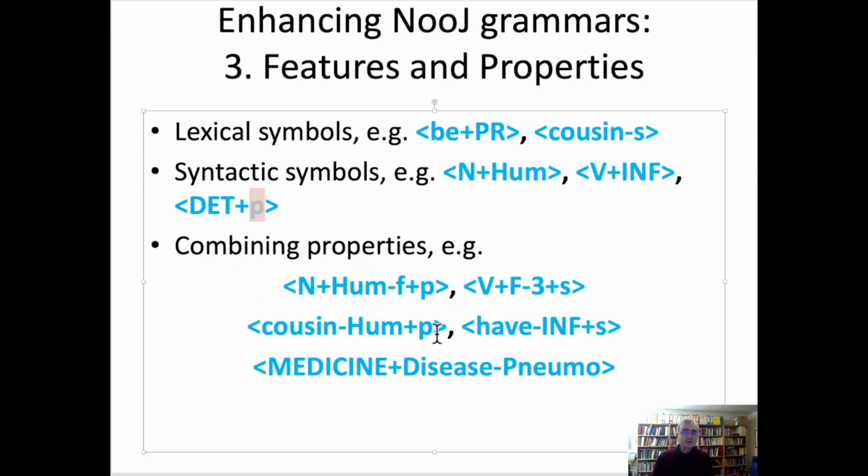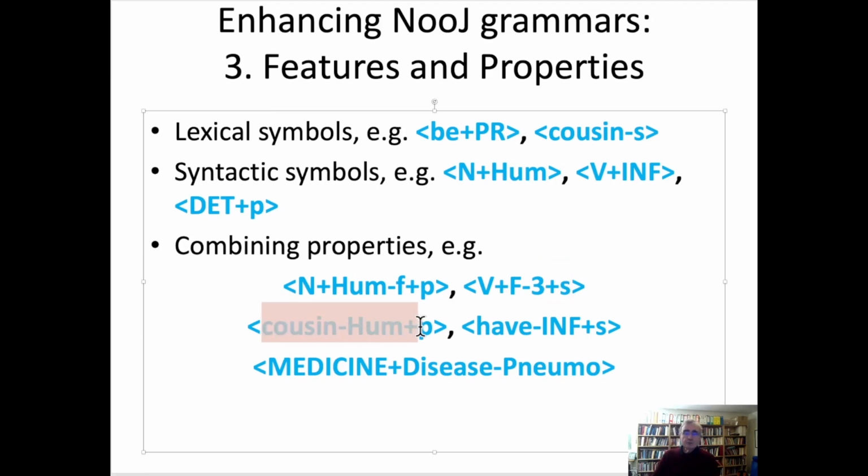And you can combine properties with plus and minus. Plus means you want a property, minus means you do not want a property. So for example, N plus hum minus F plus P would match any noun, which is a human noun, but it's not a feminine human noun, and it's in plural. This would match any verb which has property F, which in French means future, which is not in the third person singular, and which is in the singular. Any verbal form conjugated in the future, which is not in the third person, but it's in the singular. So one first or second person singular.